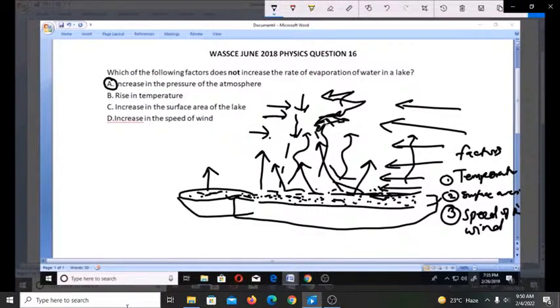So that is why the right option is A. Take note of what is asked here: not increase. The only factor that will not increase the rate of evaporation is increase in the pressure of the atmosphere. Every other thing here will increase the rate of evaporation, which is, as I've already stated, these 3 points. So the only one that will not is increase in pressure of the atmosphere.